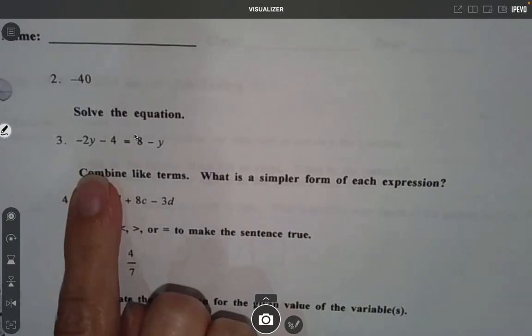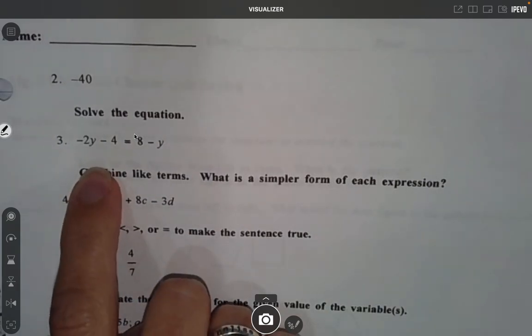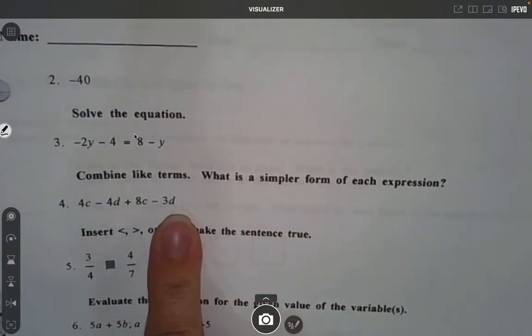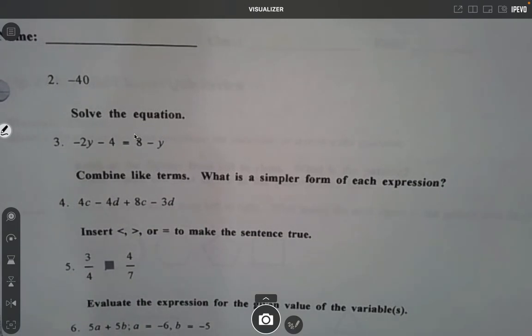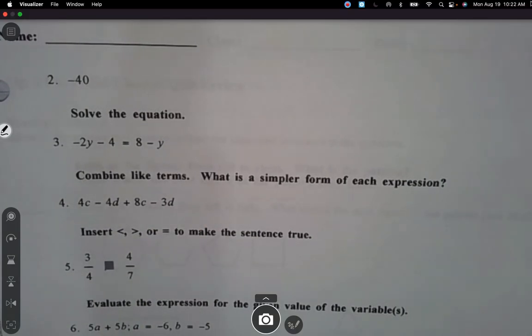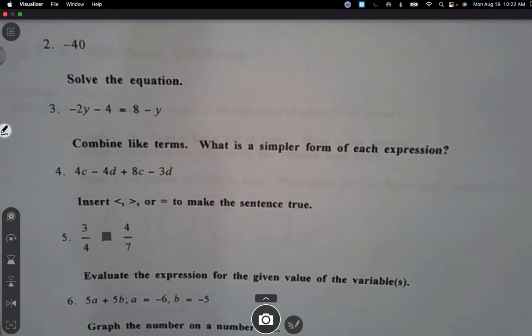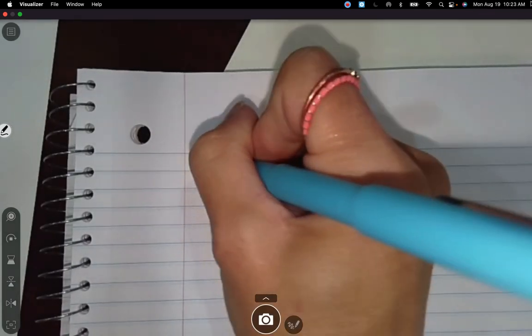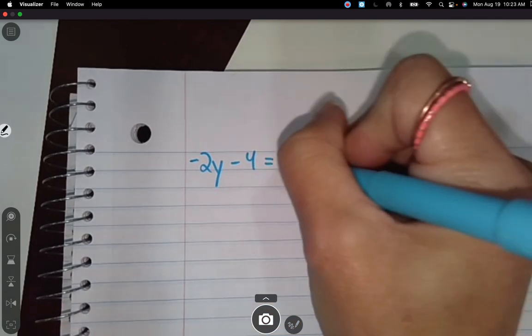Okay. Number 3. I think it's more like number 4. Okay. Number 3. I'm going to just write it on paper. Y'all okay with that? Y'all will be fine. All right. Negative 2y minus 4 equals.